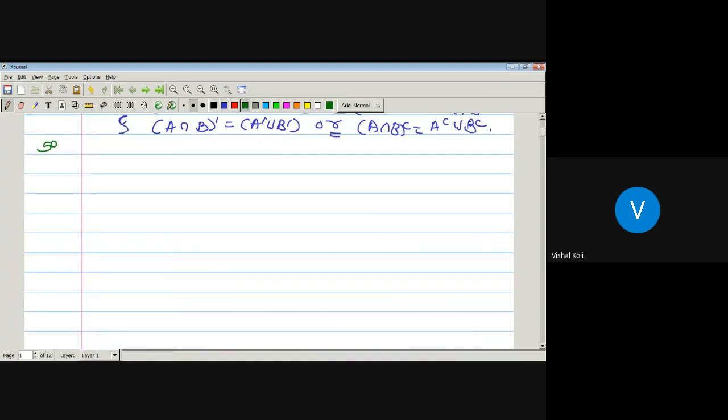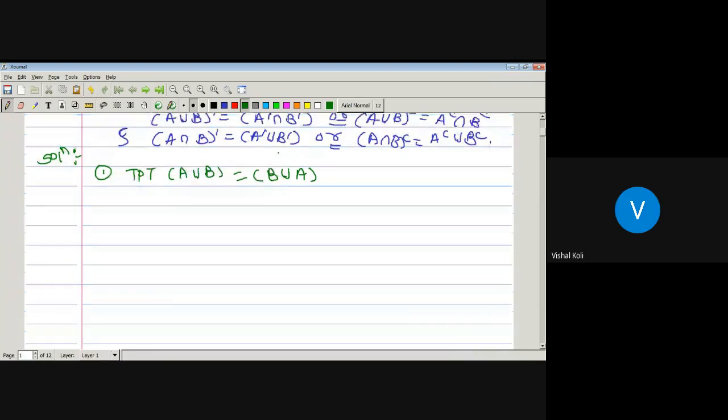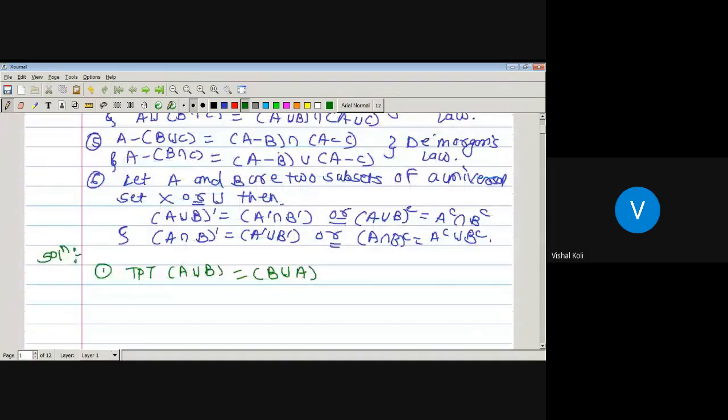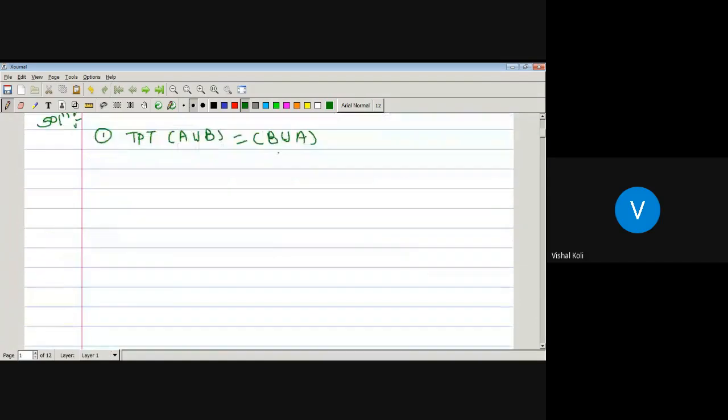First one, solution. As we have given that A, B, and C are any three arbitrary sets, first we have to prove that A union B is nothing but B union A. Here we have to just use the definitions of union, intersection, complement, and difference of two sets. We have studied all these definitions in the last lecture: union, intersection, difference, complement, symmetric difference. We have to use these definitions to prove this.